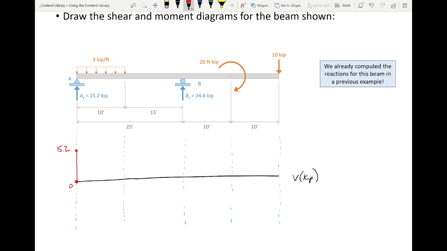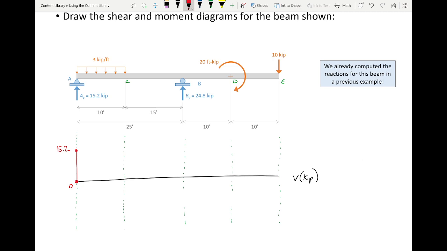Now, if I go up 15.2, let's come up with some letters here. They're not all that necessary, but we've got A and B. Let's call this C, D, and E. From A to C, what happens? It goes down 30. So if I'm at 15.2 and I go down 30, where am I going to be right here? Negative 14.8.